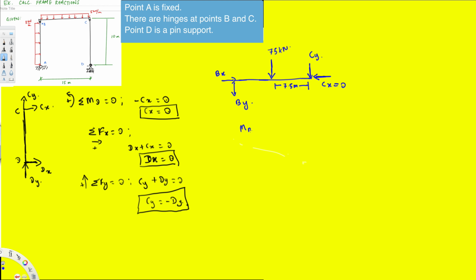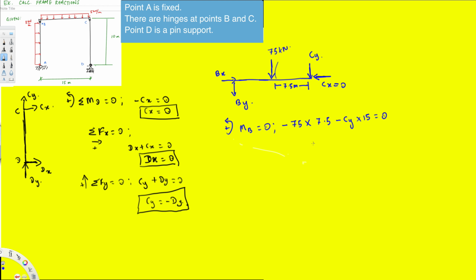So if I take moment around B, with counterclockwise positive, equal to 0 in statics, then the 75 is pulling this object down, so it's going to be negative because it's clockwise. So minus 75 times 7.5, which is this distance. Then Cy is also pushing this object clockwise, so it's going to be negative Cy times the total distance, which is 15, given right here, equal to 0.